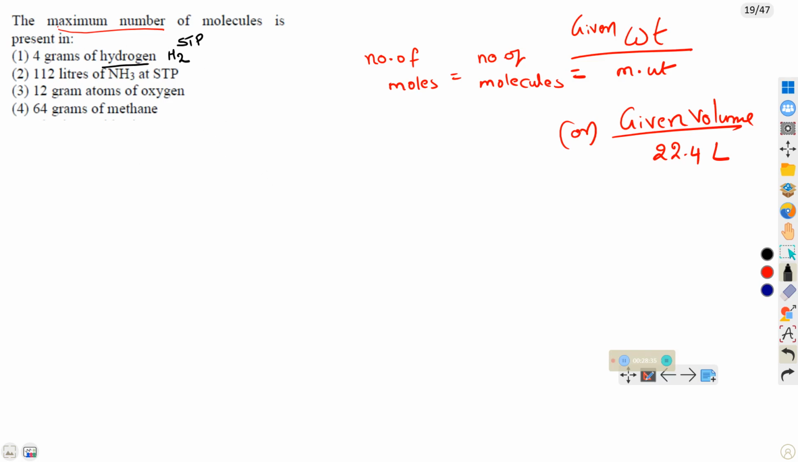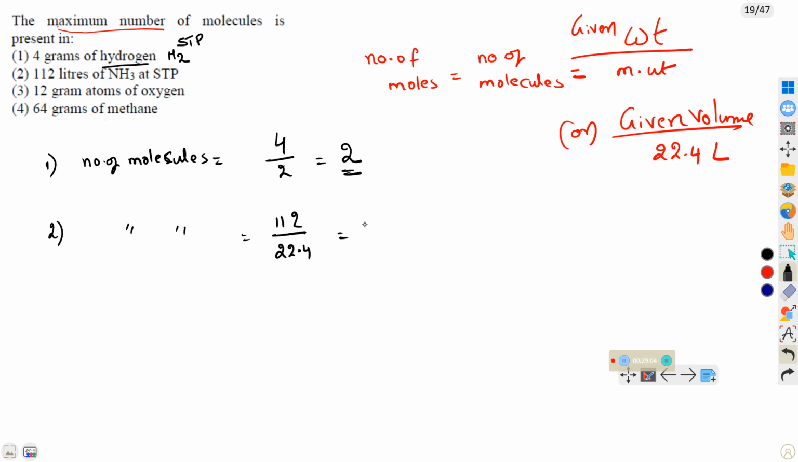4 grams of hydrogen. Number of moles, first option. Number of molecules or number of moles is equal to weight by molecular weight, 2 moles. Second one, 112 liters: number of molecules is equal to 112 divided by 22.4 liters, that is equal to 5 moles. 12 gram atoms.